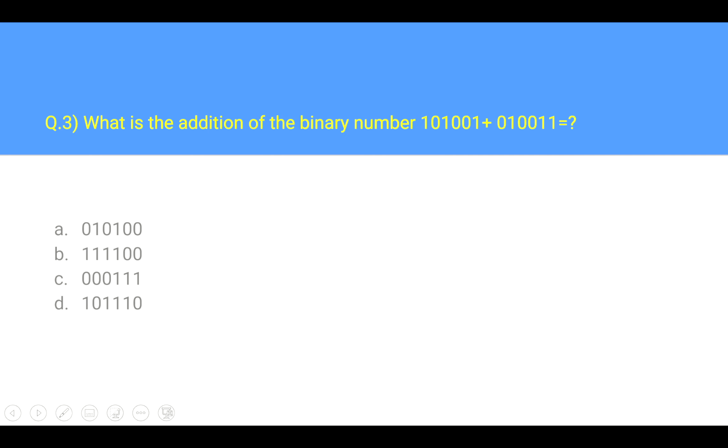Now coming to the next question, here we need to perform the binary addition of these two numbers. So let's write down these numbers first. 101, 001. We will denote the operation 010011.